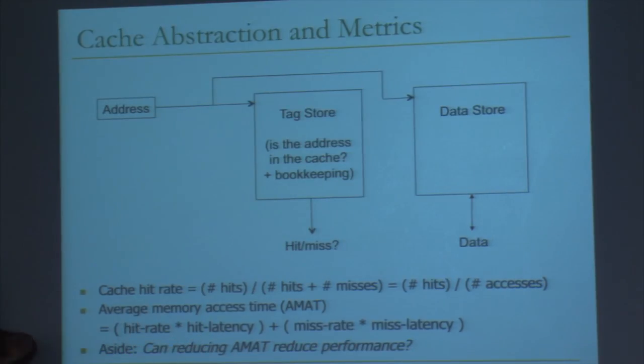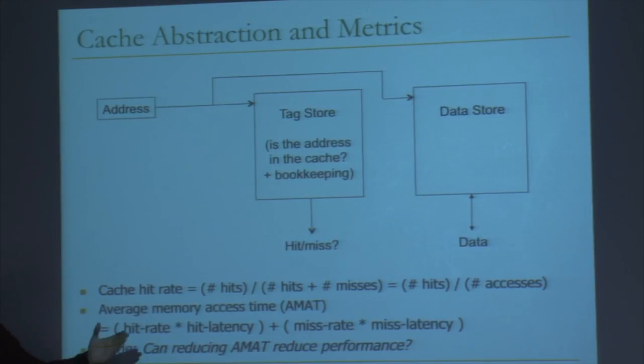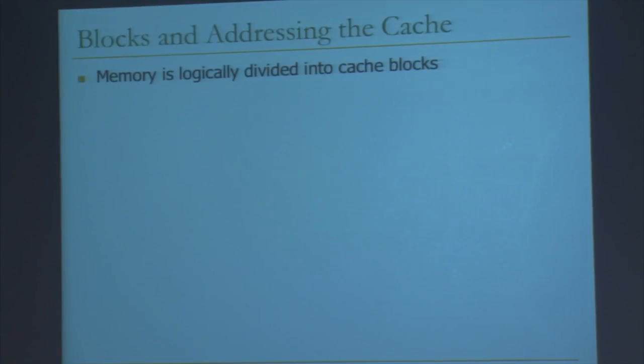Because remember, the entire performance of a program is not about just the memory access time. It's about how much overlapping happens, for example. You may reduce the average memory access time, but you may actually have very long latency misses. You may increase those long latency misses where the processor actually is stalled. Right? You can reduce memory level parallelism, basically. So we'll get back to that at some point.